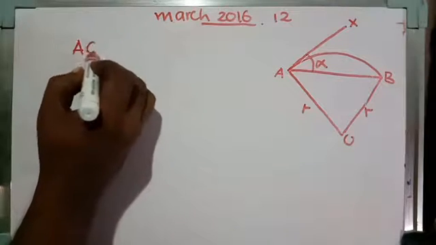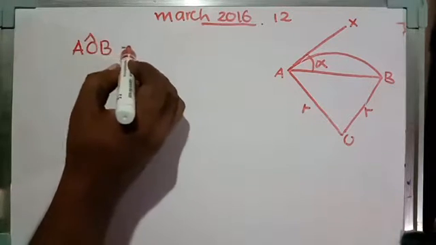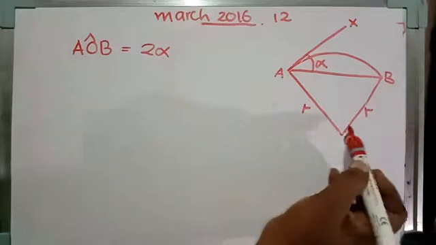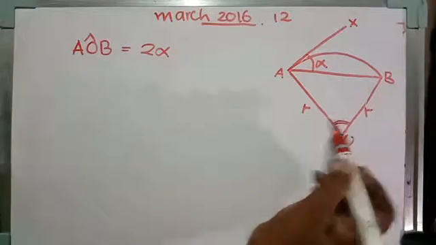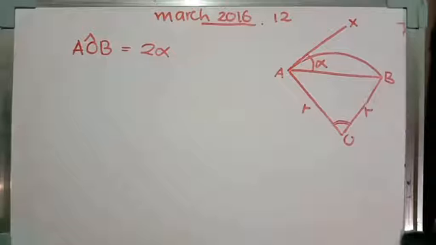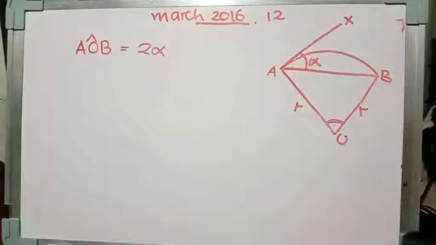angle AOB is 2 alpha. So our task is to find out angle AOB as 2 alpha. Okay, so when we look at this question, it is comparatively a simple question. The first concept they provided is AX is a tangent to the curve AB.